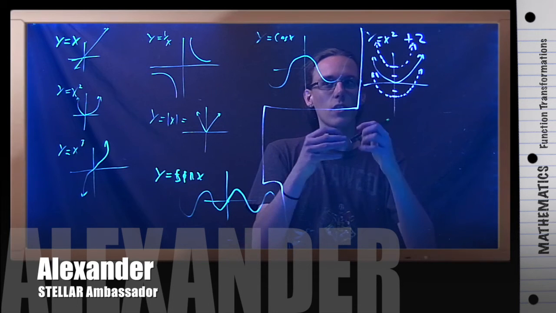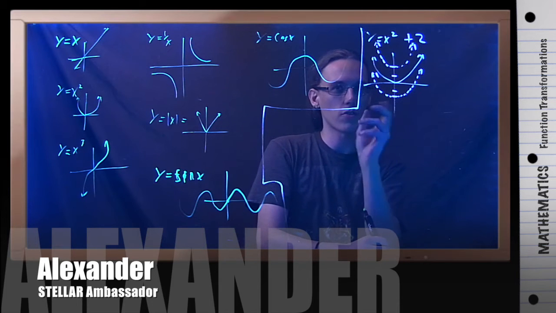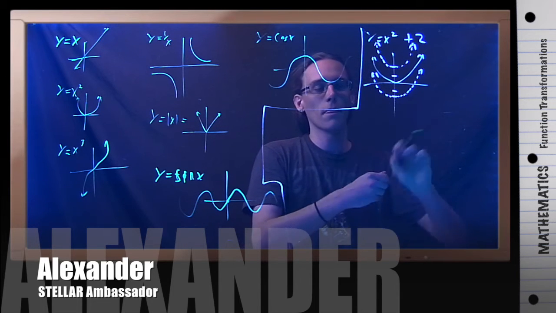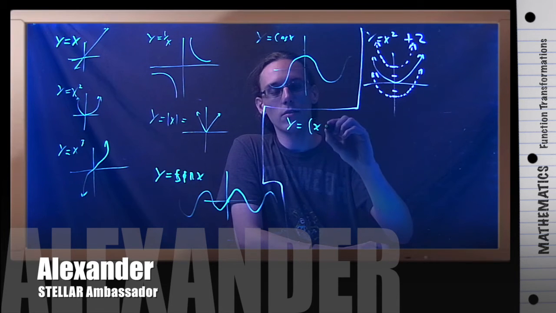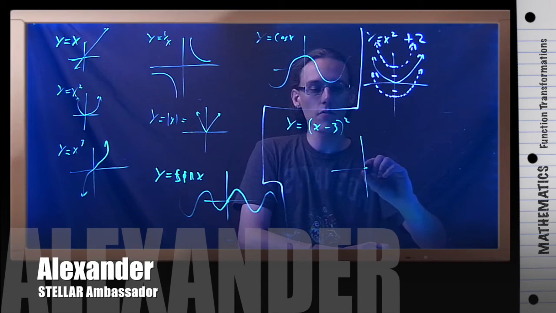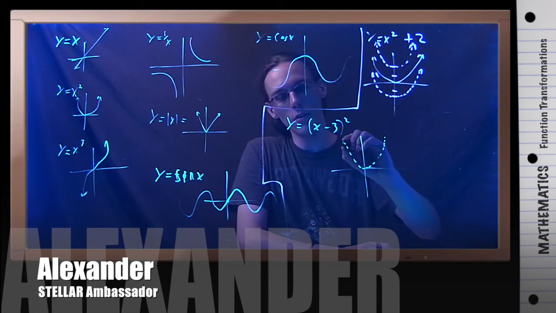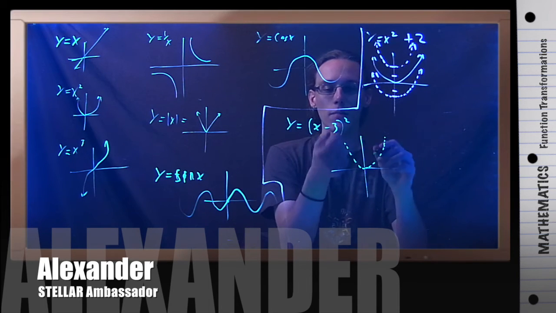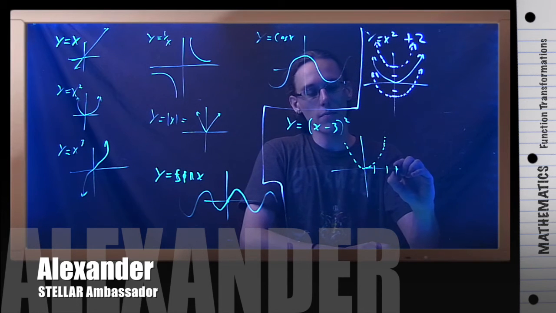Now, the one thing that's interesting about shifts is that you're actually going to do the opposite sign of which direction you're trying to go. So it's a little tricky. But let's say I wanted to do y equals x minus 3 squared. Well, now what happens is instead of the graph just being here like it is in our original thing, I've got x minus 3. So the whole graph moves to the right 3.